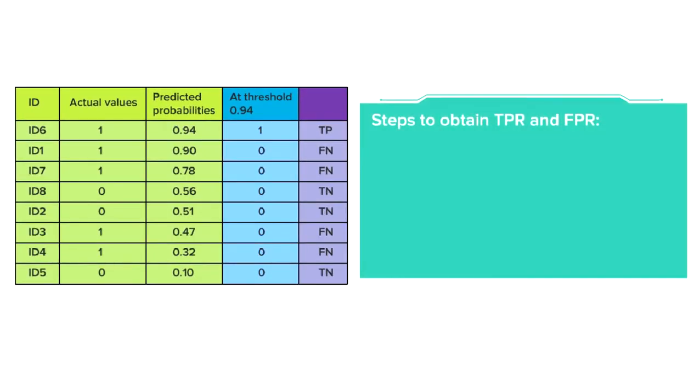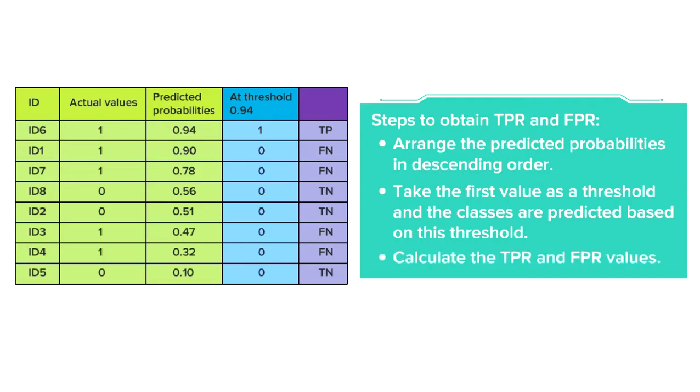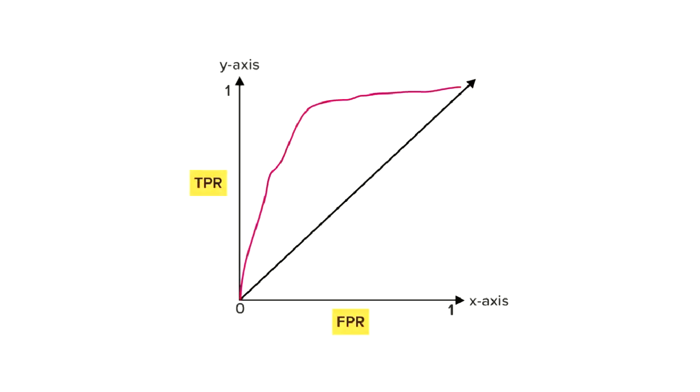So these three steps will give us one set of TPR and FPR for the first threshold. We can repeat these steps for the next value. We predict the classes by taking 0.9 as the threshold. Similarly, here are the classes for a threshold of 0.78, 0.56 and so on. In each case, we will get a set of TPR and FPR values. The TPR and FPR values can be calculated for all the probabilities. Based on these values, we can come up with a plot, the ROC curve.